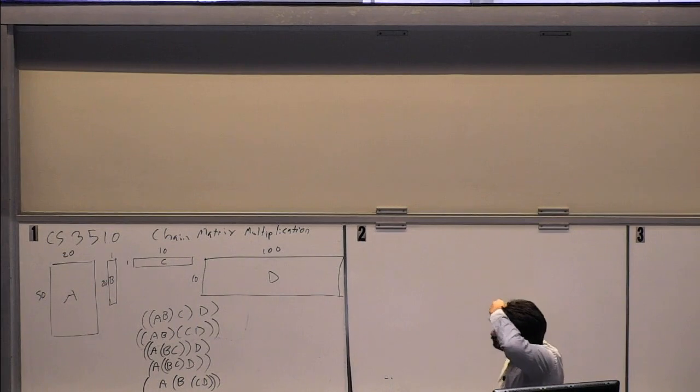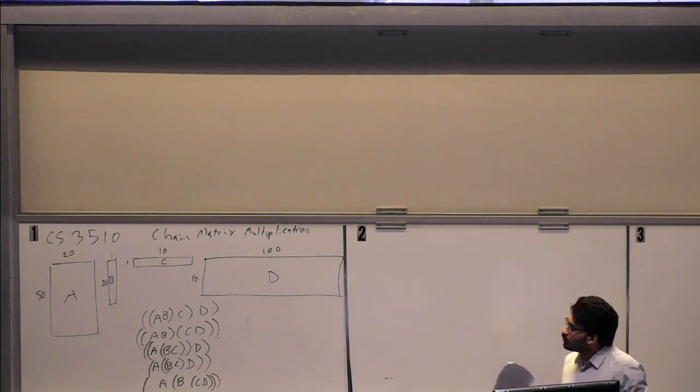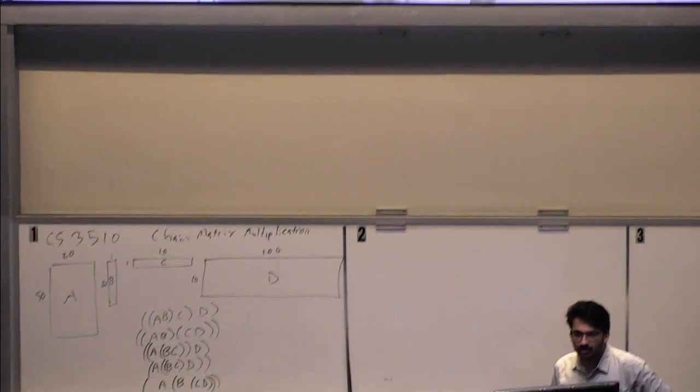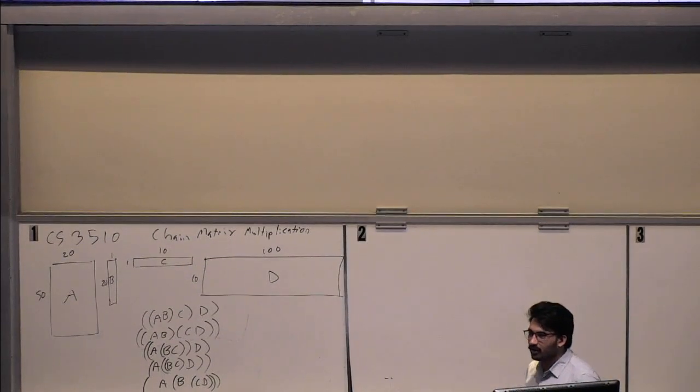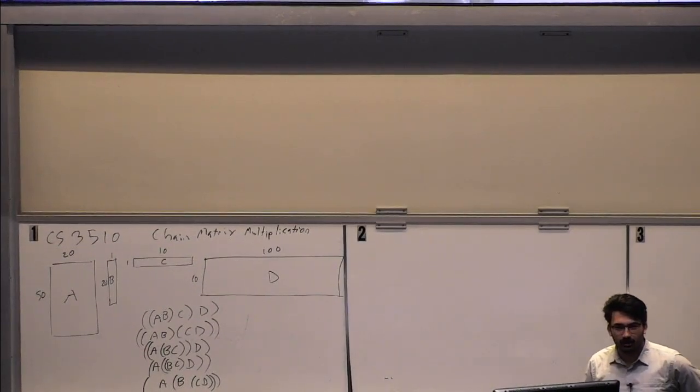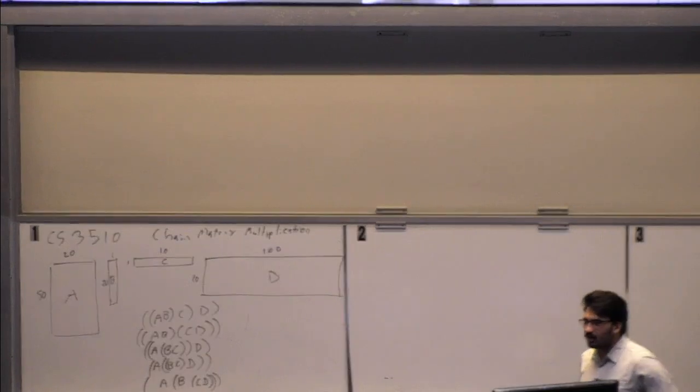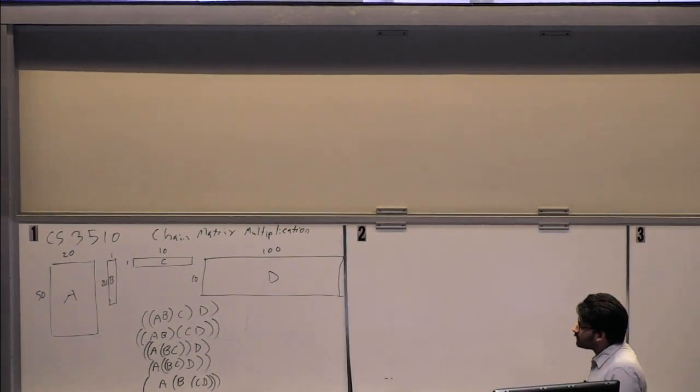And we're concerned with which is the fastest way to multiply the matrices. By fastest, what we're going to do is create a cost function and ballpark the cost of multiplying matrices. And we're going to use that to determine a cost of multiplying matrices.